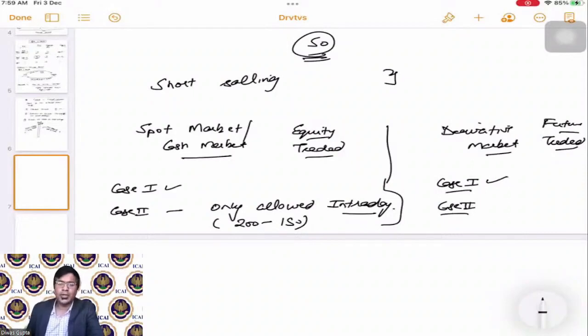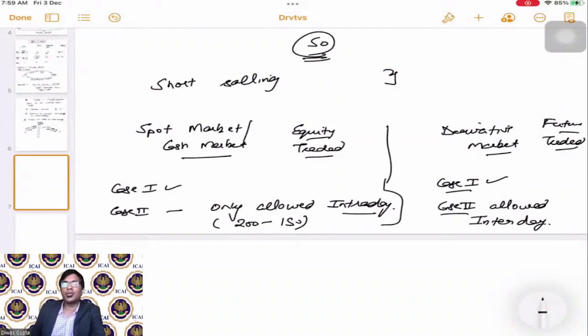Now I am talking about case 2, right? So case 2 in the derivatives market is allowed intraday also. This is the beauty of the futures market, and I'll tell you the reason also. See, in the spot market or cash segment, in which the exact underlying is traded, short selling is only allowed within one day. Within one day, you have to square up your position.